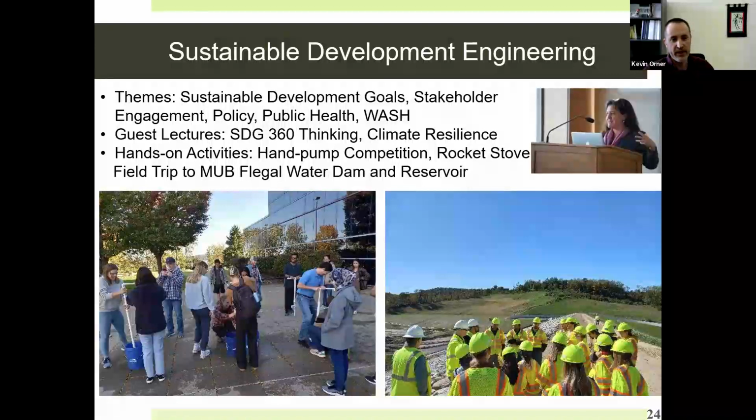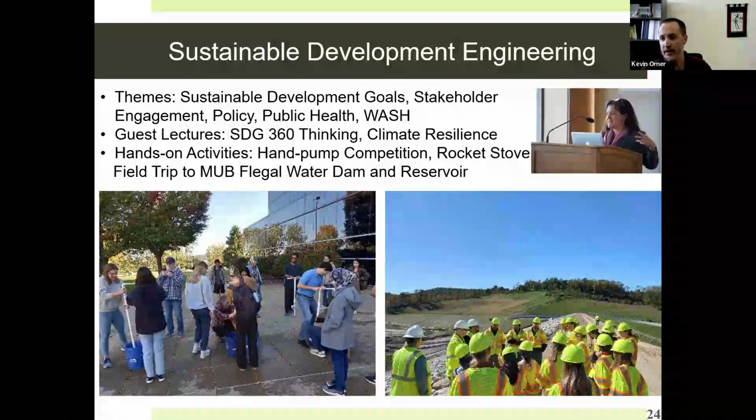So one thing that's coming up this Friday is we're having a hand pump competition where the students buy materials and build their own hand pump and try to pump 5 gallons of water faster than the other student groups. I'm having them build a rocket stove so that they can boil water just using materials from a hardware store later in the semester. And Danielle mentioned the Flegel Dam and Reservoir. So the photo in the bottom right was when I brought students to the dam and reservoir when it was under construction in fall 22. And I'll be bringing my students again March 27th to see the reservoir as it's completed.